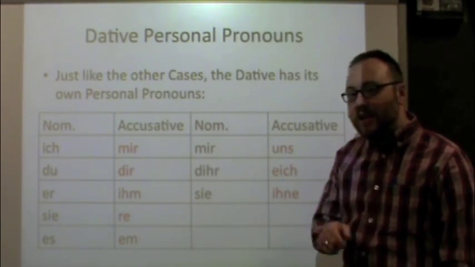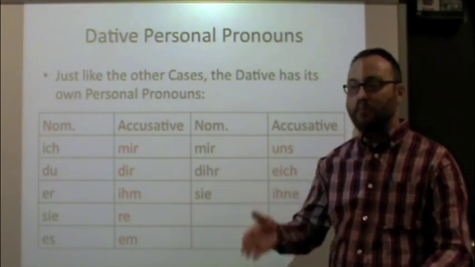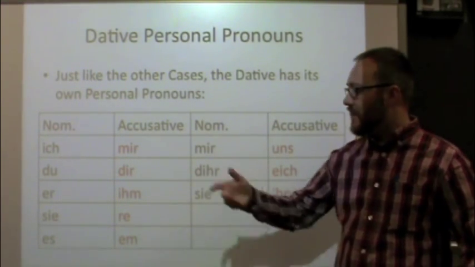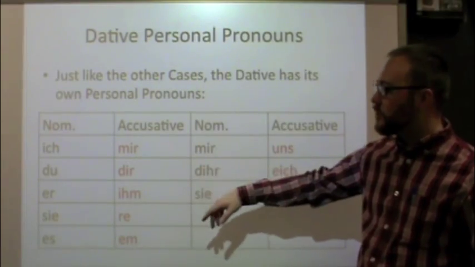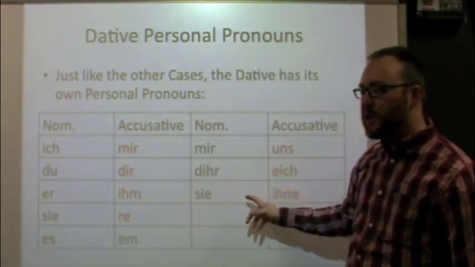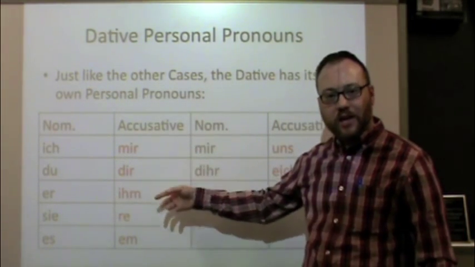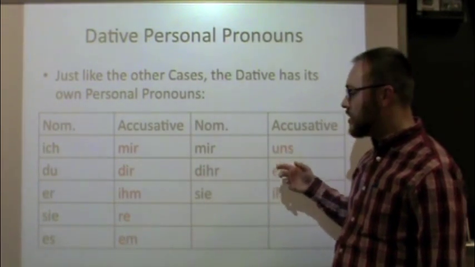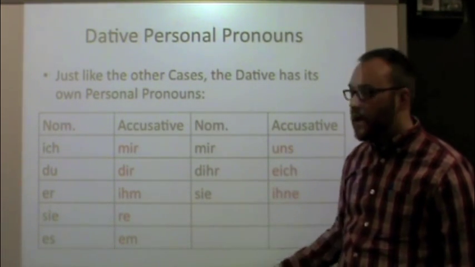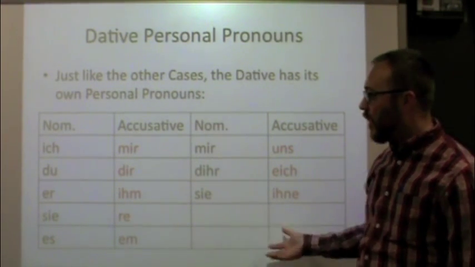Now, in the accusative case and in the nominative case, we also learned that there's a list of personal pronouns. In the nominative, that was one of the first things we learned: ich, du, er, sie, es, wir, ihr, sie. In the accusative case, there was mich, dich, ihn, sie, es, uns, euch, sie. Dative has its own list of personal pronouns, and here they are.